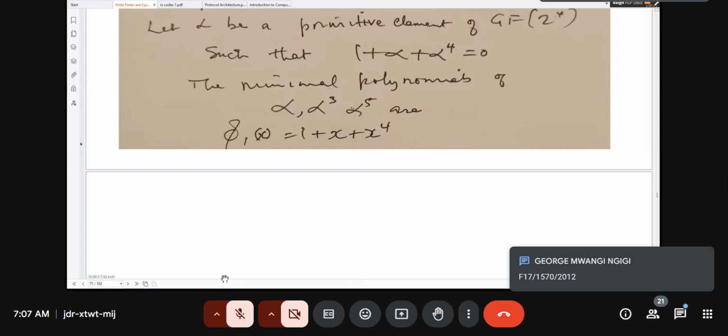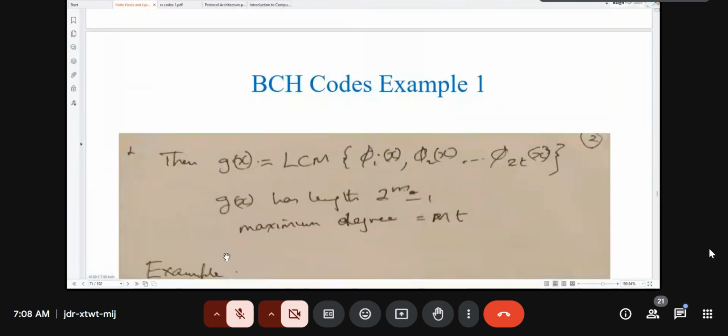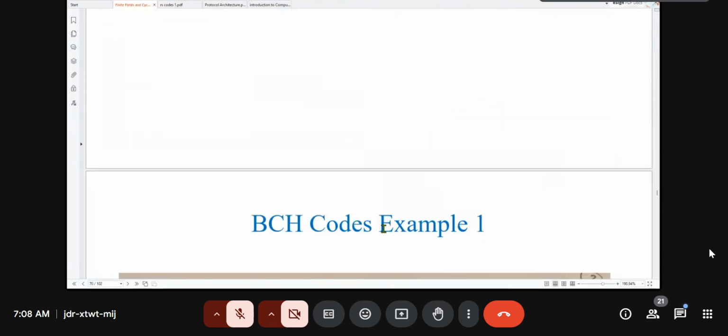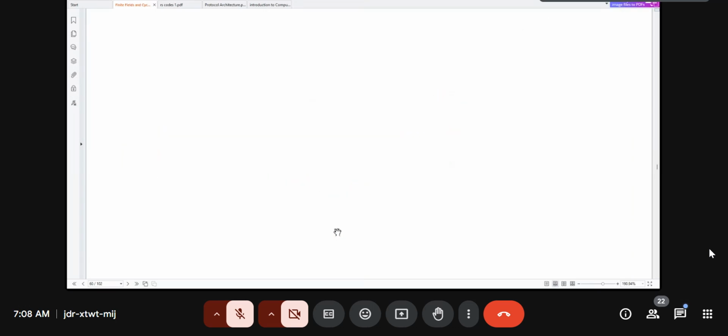We say powerful because you remember most of the other codes we were dealing with before could detect two errors and correct one error. But with BCH codes, you're able to design them and change the structure of the code according to how many errors you want to be able to correct. That is why BCH codes are very, very powerful.